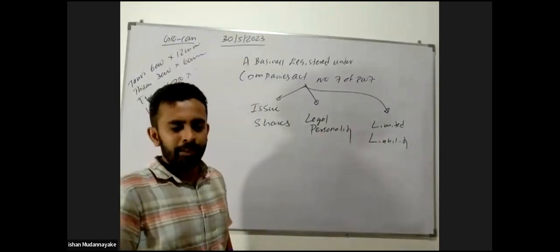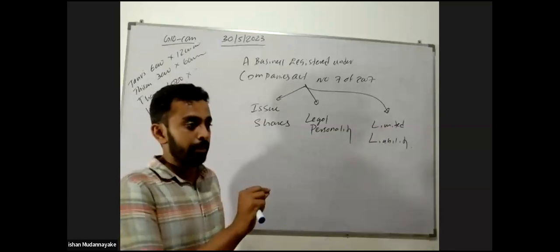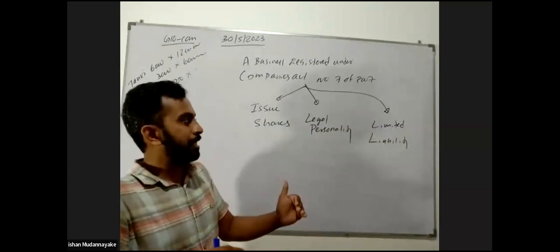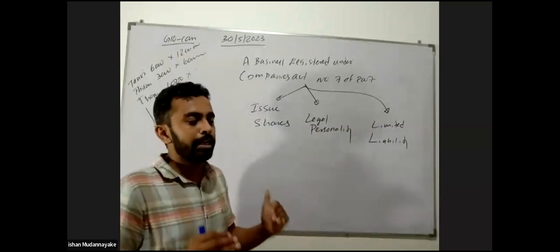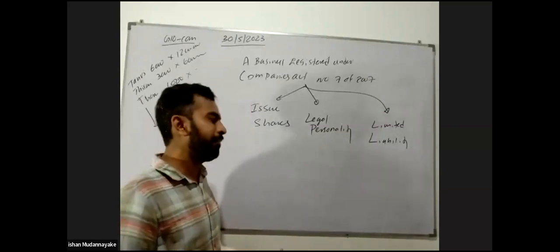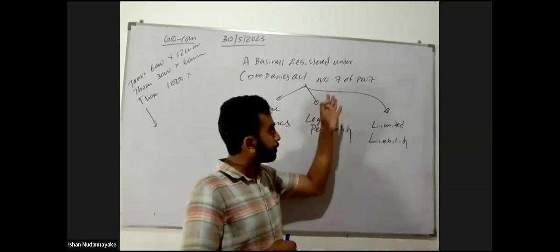In advanced level business studies, the answer for what is an incorporated company is a business registered under Companies Act number 7 of 2007. That's the answer. But in O level, they have given some characteristics with the basic definition.